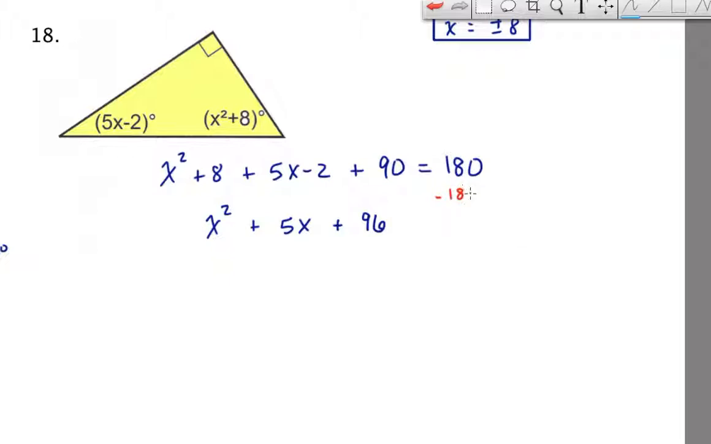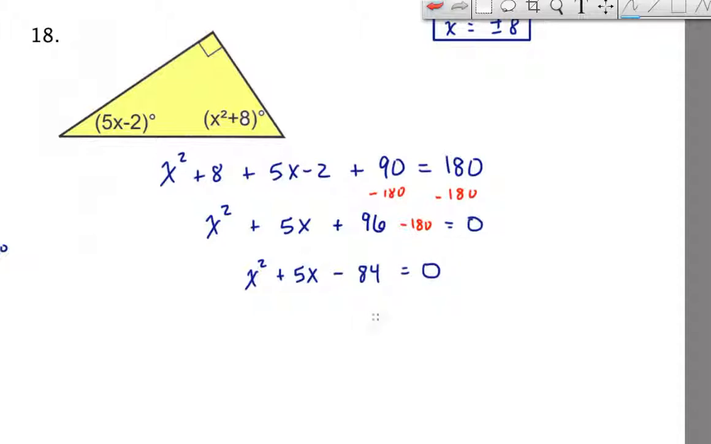Subtract. Yeah, let's subtract it here. So what's 96 minus 180? Negative 84. Oh, wait a second. I wrote 54, I meant to write 5x. So x squared plus 5x minus 84 equals 0.